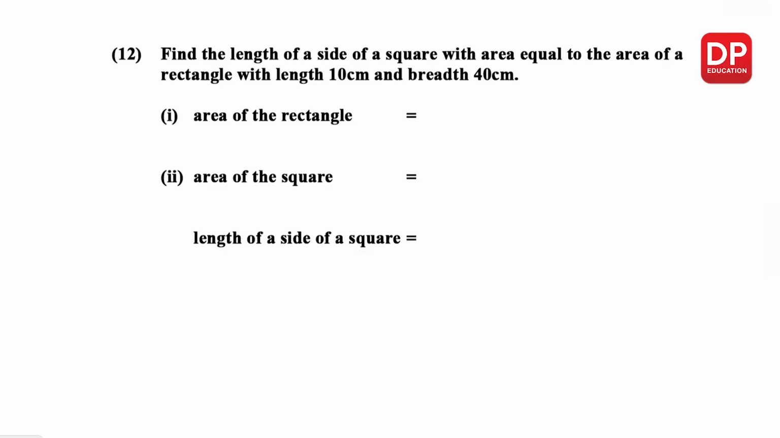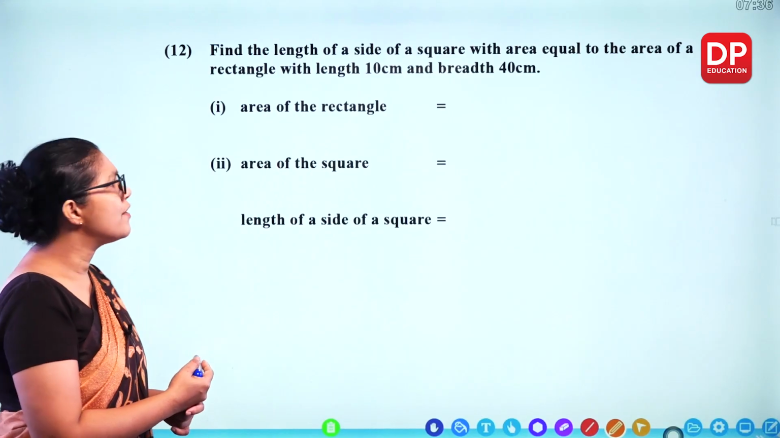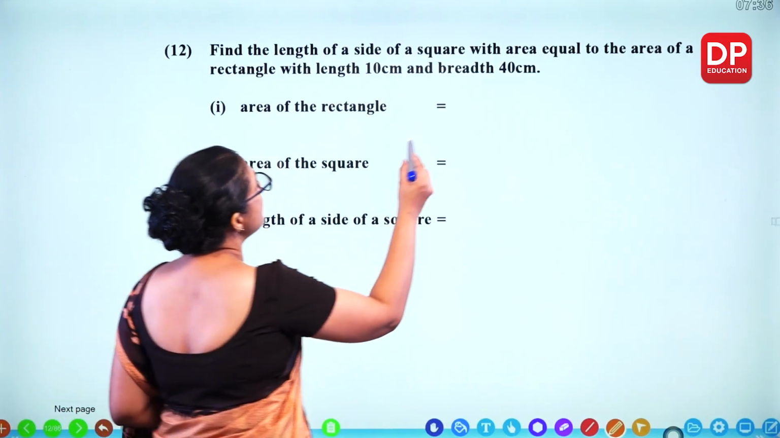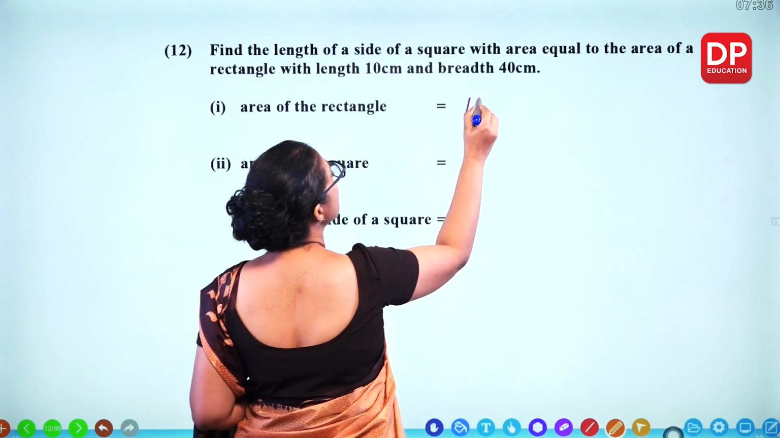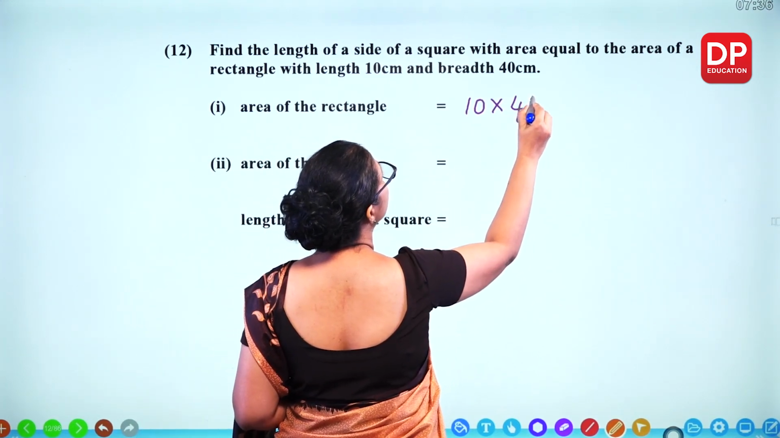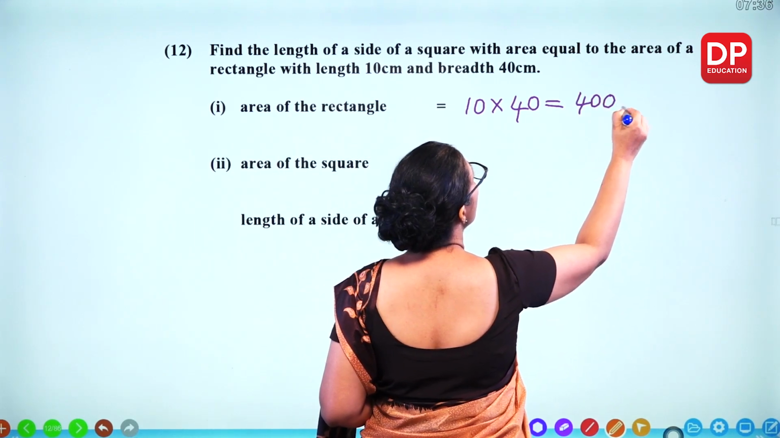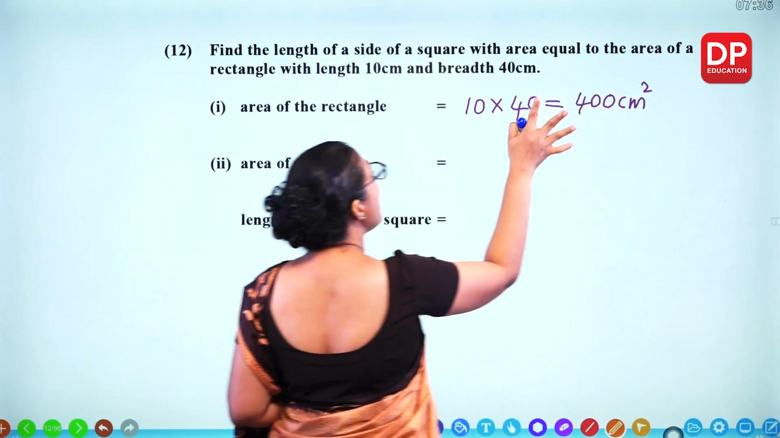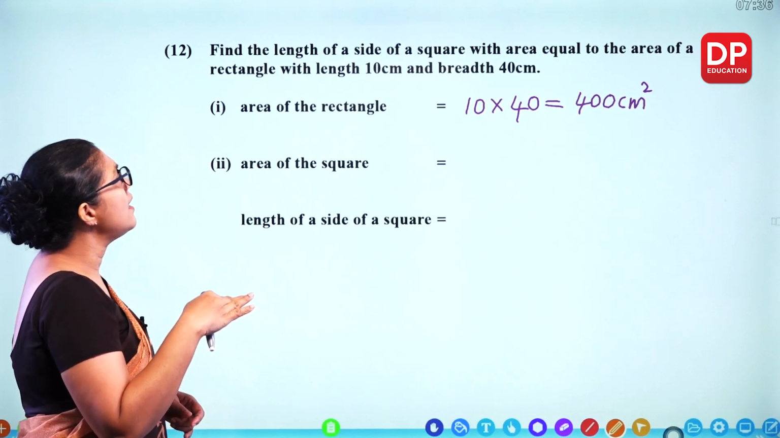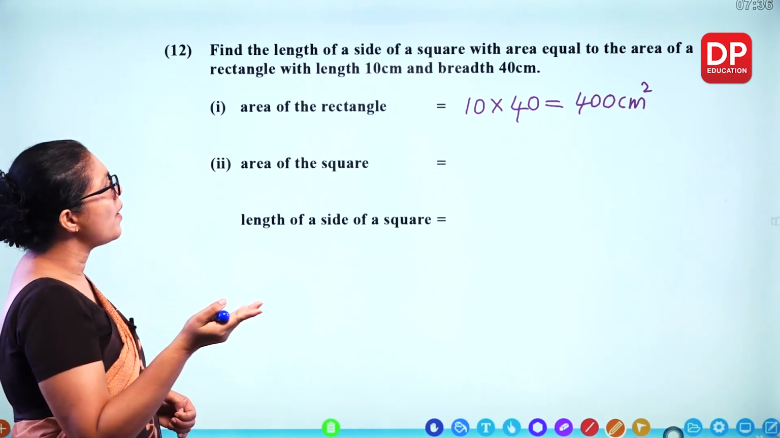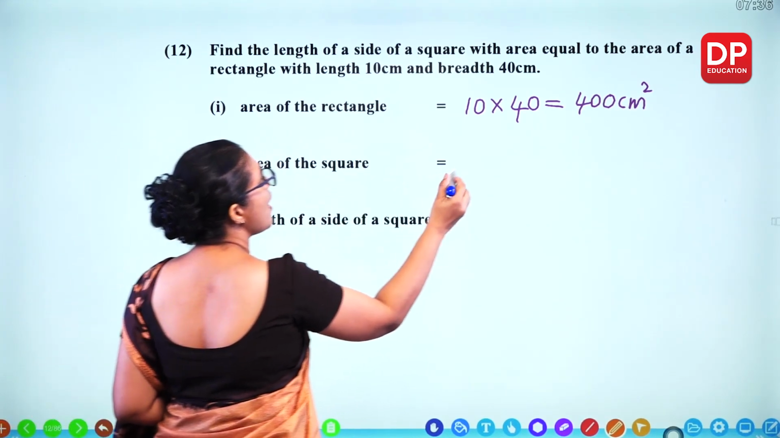Look at this one. Find the length of a side of a square with area equal to the area of a rectangle with length 10 and breadth 40. So what's the area of the rectangle? Length into breadth. 10 into 40. That's 400 square centimeters. So that area is equal to the area of the square. So area of the square is the same.